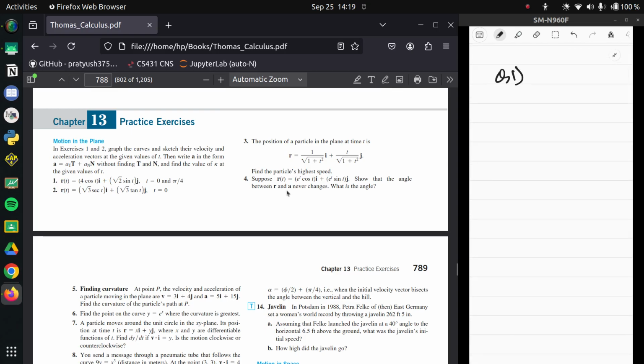Chapter 13 practice questions. So, sketch the velocity, acceleration vectors. What do you mean graph the curves? Oh God. Without finding T and N, and find the value of kappa at given value. So once again, our tangential acceleration is like d small v upon dt, all that stuff. A normal is just the usual thing, just the magnitude of v cross a upon the magnitude of v. Also find the value of kappa and just v squared at the point.